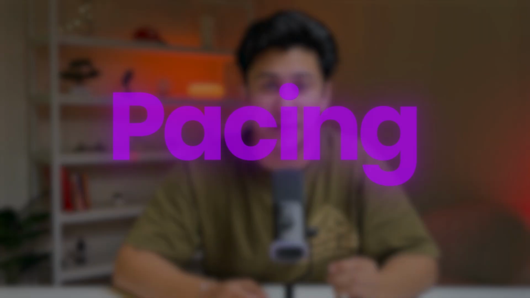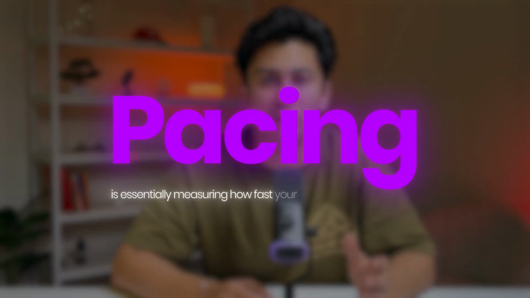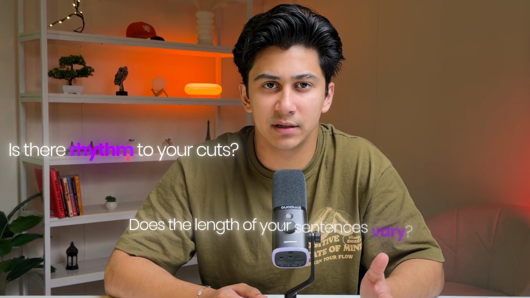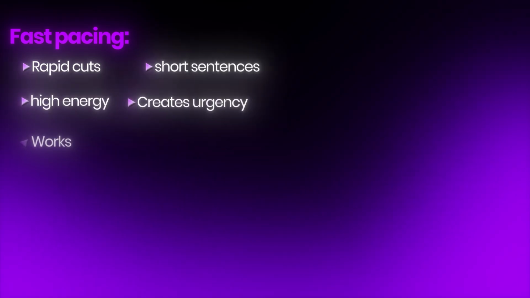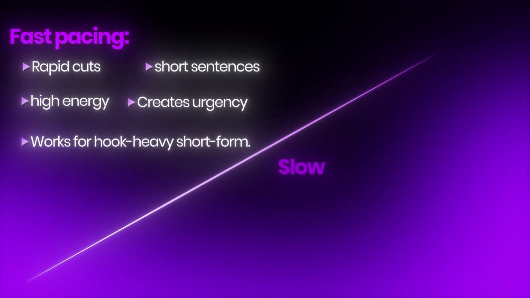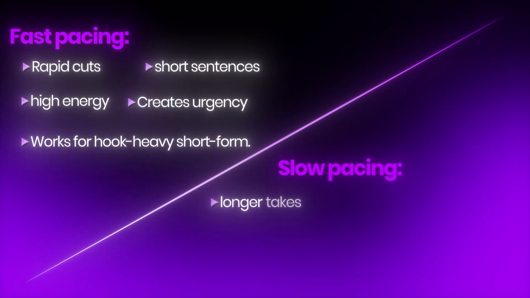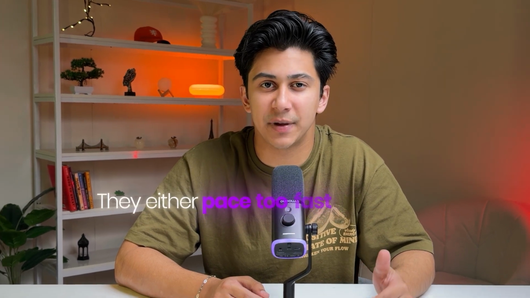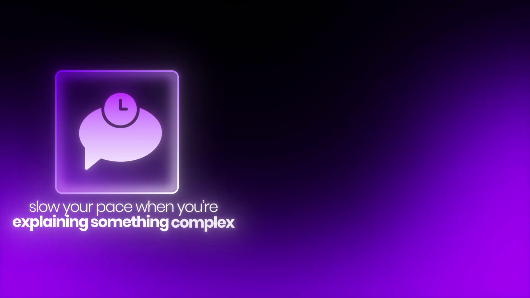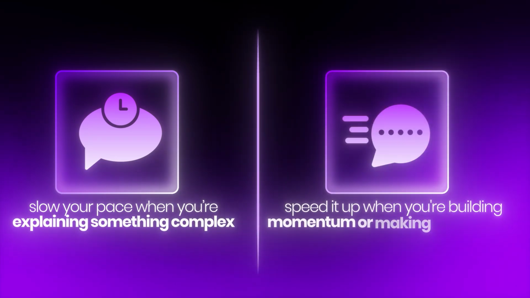The next component is pacing. The pacing is essentially measuring how fast the information is being delivered. Is there a rhythm to your cuts? Does the length of your sentences vary? Are there changes in your energy levels? Fast pacing requires rapid cuts, short sentences, and high energy. It creates urgency and works really well for hook-heavy short form. Slow pacing, on the other hand, means that there are longer cuts. There's deliberate delivery, which creates trust. It works really well for authority content. The most common pacing mistake that creators make is that they either pace too fast or they pace too slow. The key here is to slow your pacing when you're explaining something complex and speed it up when you're building momentum or making a point land.